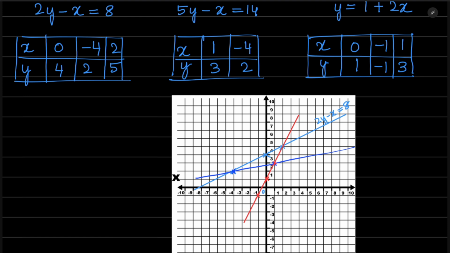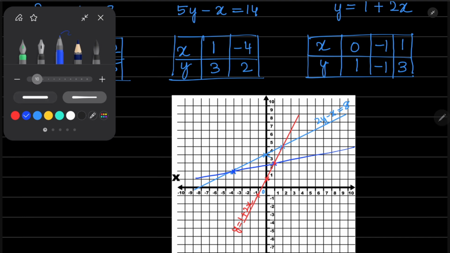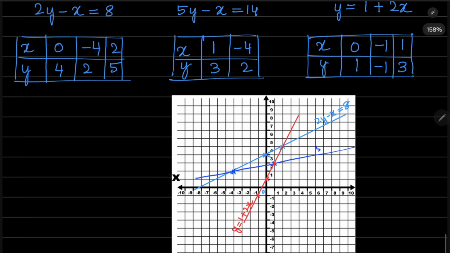Did you understand? So now what I didn't do is, over the line, I have to write the equation of the line. y equal to 1 plus 2x. This was the one. And for the second one, what was the equation? It is 5y minus x equal to 14. Now the graph is very clear, isn't it? You know which equation is being represented by which straight line. So once you have got it, now let us see.